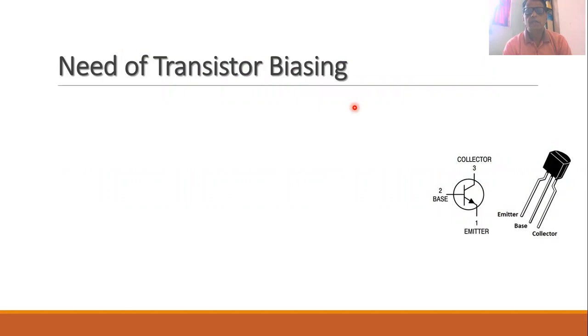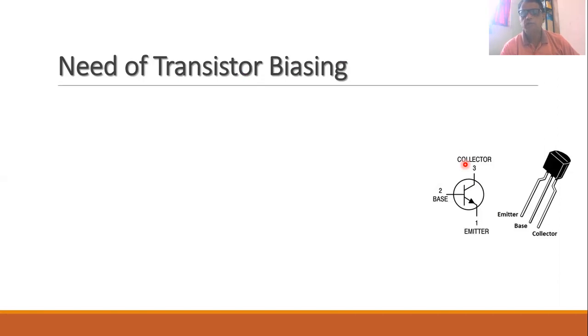So let us start our session with the need of biasing. We know that a transistor is a three-terminal device where the first terminal is the emitter, the second terminal is the base, and the third terminal is the collector.